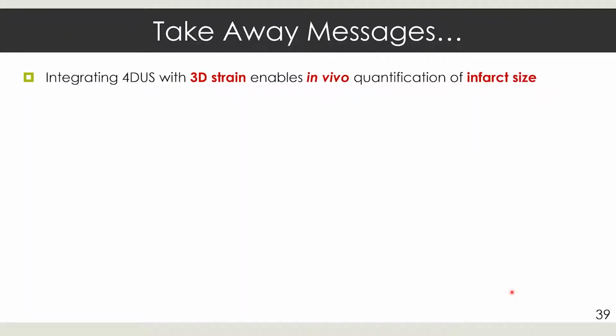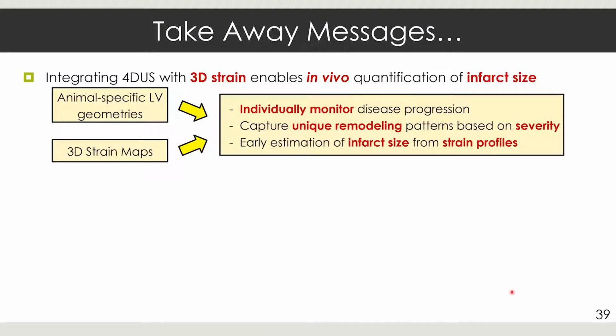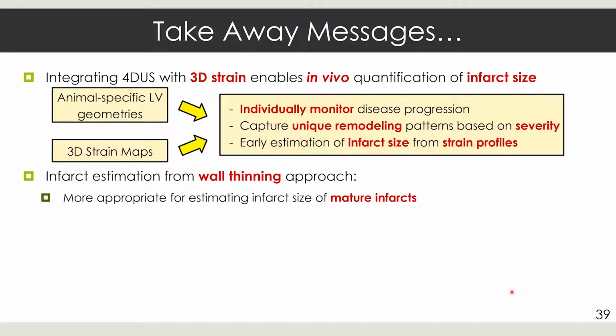So what are some takeaway messages of this talk? We have shown that by integrating 4-dimensional ultrasound with a 3D strain algorithm, we enabled the in vivo quantification of infarct size. Having the ability to look at animal-specific LV geometries and the 3D strain maps, we were able to individually monitor disease progression and capture unique remodeling patterns based on the severity of the disease. And using this technique, we were also able to quantify infarct size early on and predict to what extent the severity of the heart damage is going to be based on the strain profiles.